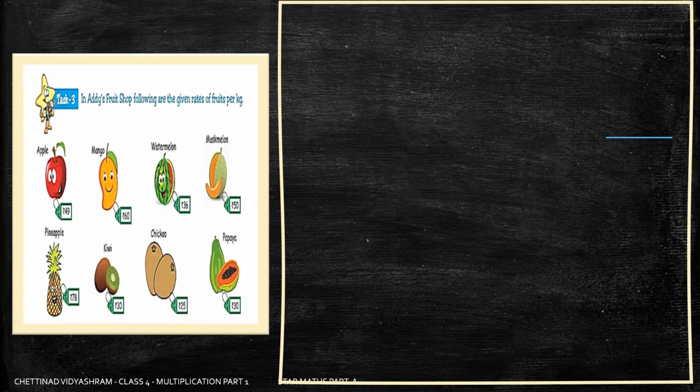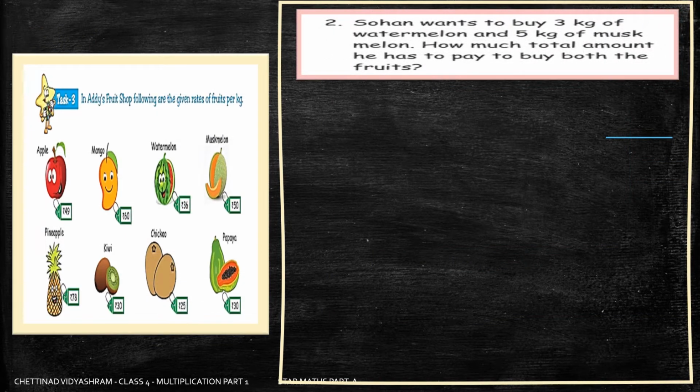Let us see the next sum. Sohan wants to buy 3 kg of watermelon and 5 kg of muskmelon. How much total amount does he have to pay to buy both the fruits? So here he is buying two different fruits, watermelon and muskmelon. The quantity he is buying for watermelon is 3 kg and for muskmelon it is 5 kg. We know only the price of 1 kg of each fruit. Cost per kg only we knew. So first we have to find the cost of 3 kg of watermelon and 5 kg of muskmelon. Then we have to add up so that we will get how much money he has to pay.